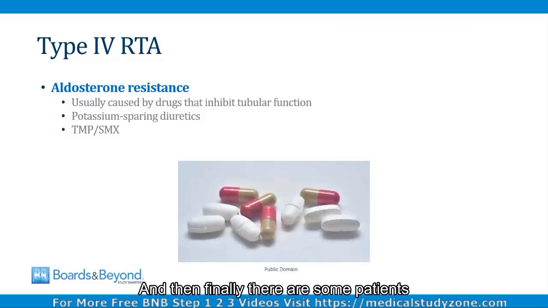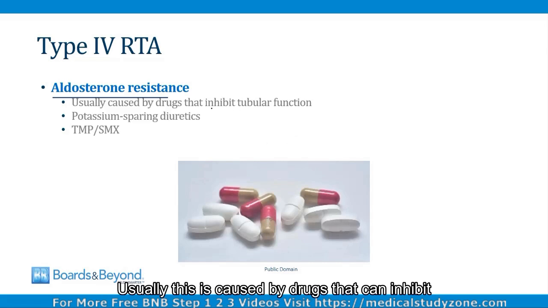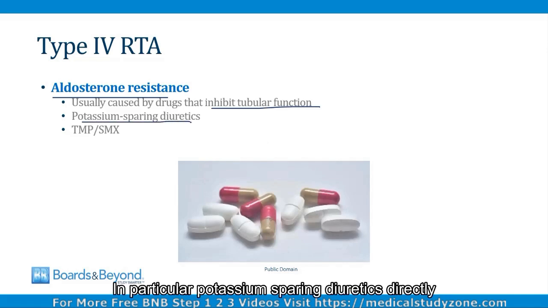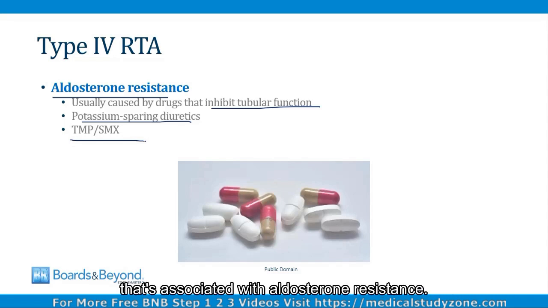And then finally, there are some patients who are resistant to aldosterone effects. So these patients don't have hypoaldosteronism. They're just not responding to aldosterone normally. Usually this is caused by drugs that can inhibit tubular function and blunt the ability to respond to aldosterone. In particular, potassium-sparing diuretics directly interfere with the ability of aldosterone to act on the nephron, so those drugs can cause a type 4 RTA. And Bactrim has also been described as an antibiotic that's associated with aldosterone resistance.